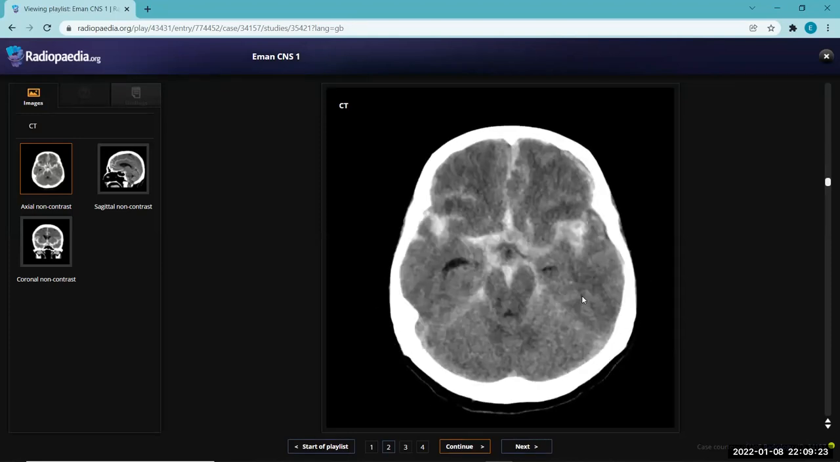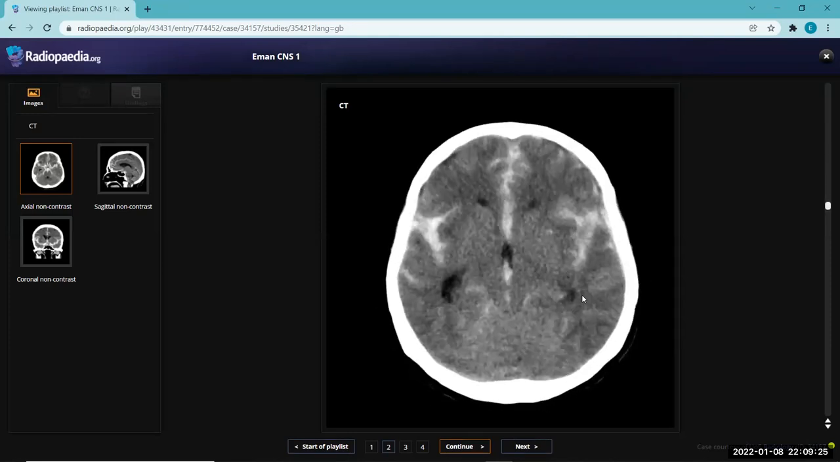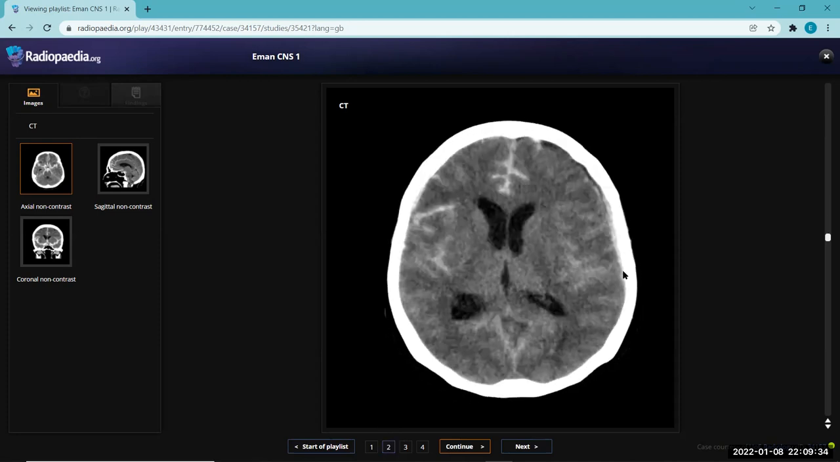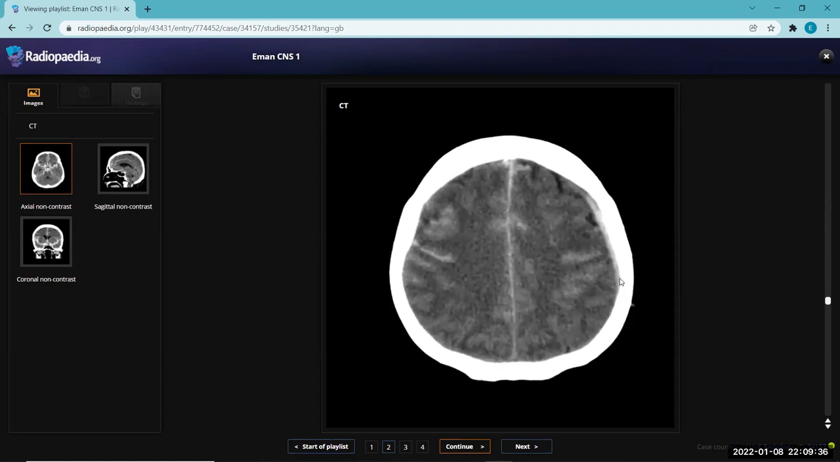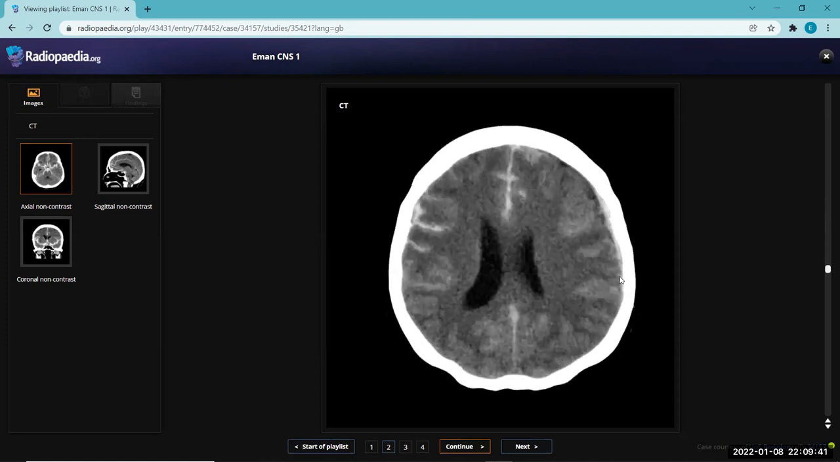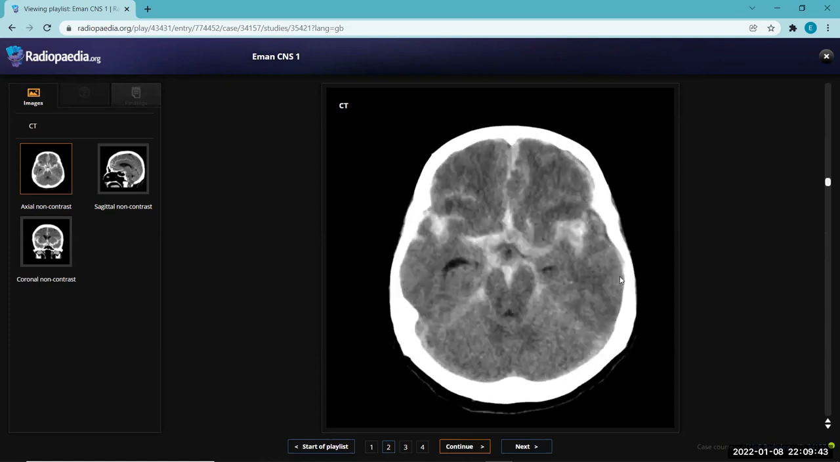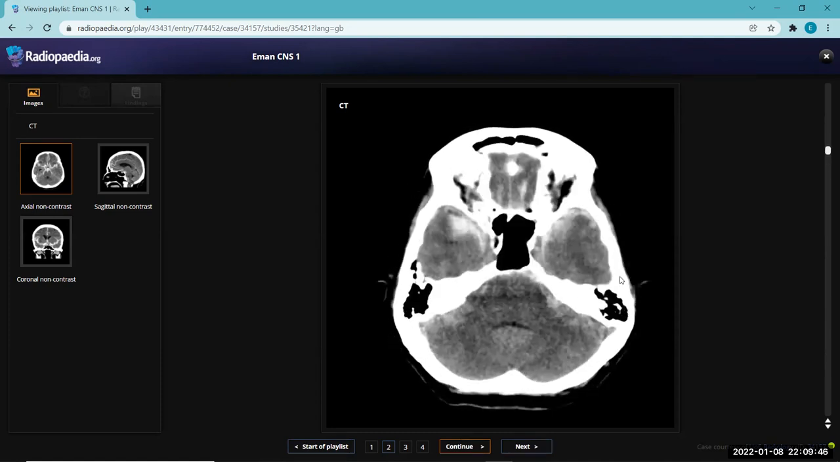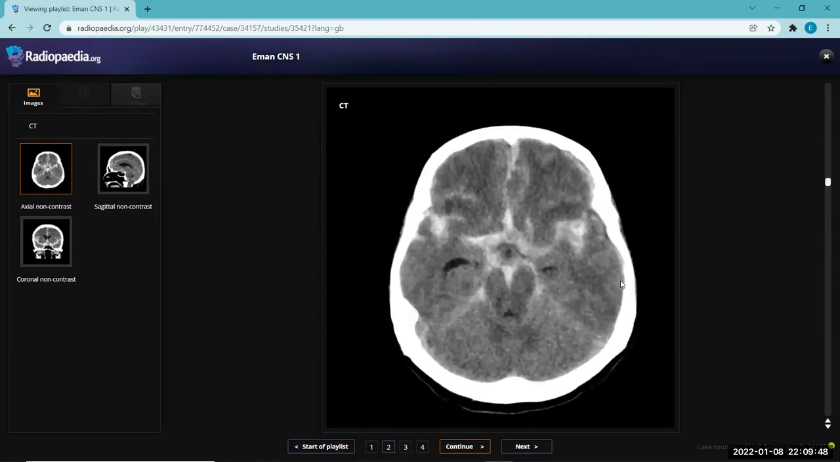So this is an extensive subarachnoid hemorrhage, and it needs to be urgently communicated to the referring team for further management. And I'm looking for any evidence of aneurysm, which might have ruptured, but I don't see it. So further evaluation with CT angiogram or MRI angiogram would be more appropriate.